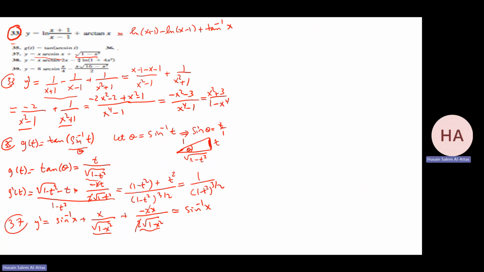38. I have y prime equals. I have product rule here. So I have arctan 2x plus x times 2 over 1 plus 4x squared.